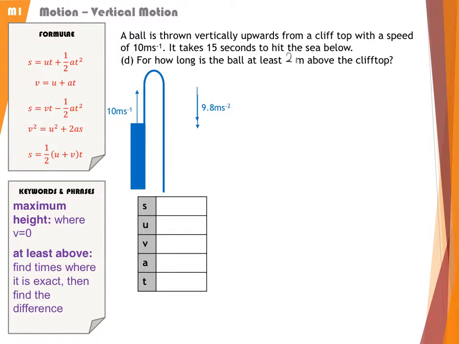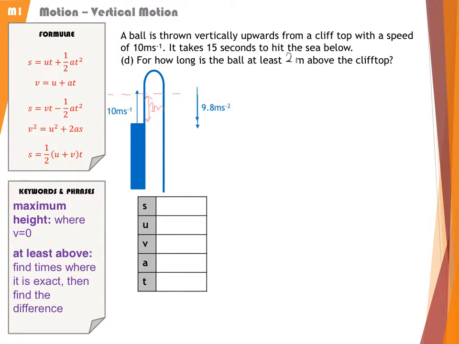Final part of the question asks us for how long, so that's looking at time, the ball is at least 2 metres above the cliff top. So here's our cliff top. We want to be going 2 metres up from there. And we know from the first part that it goes up to about 5-ish or something. So there's about 2. So on my diagram, I'm going to draw a little dotted line and mark on that distance there as 2 metres, because that's what I'm looking for, 2 metres above my cliff top.